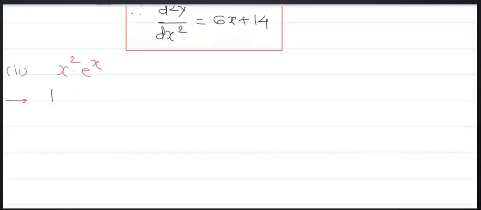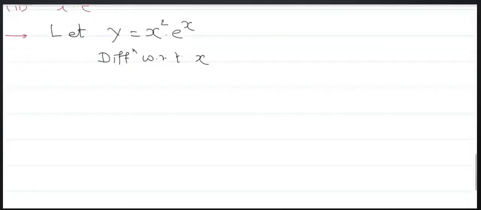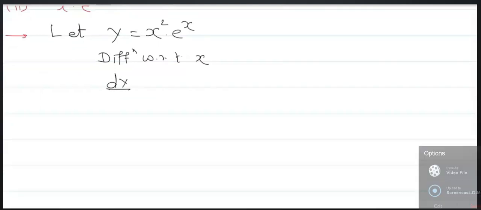Second, x square into e raised to x. y is equal to x square into e raised to x. Now differentiate this with respect to x. To differentiate this, we have to apply the product rule. That is, y is equal to u into v, so dy by dx is u into dv by dx plus v into du by dx. Now see this here.